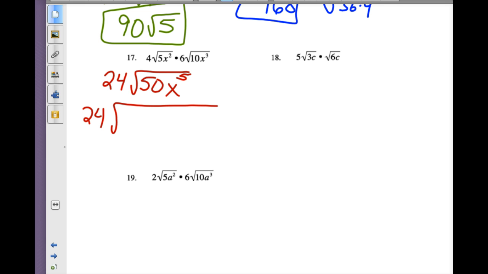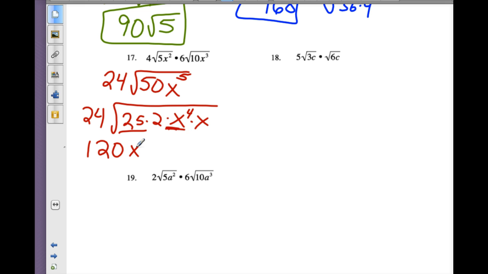24. 25 and 2, excellent. x to the 4th times x. Nice. Take the square root of the two perfect squares, and then don't forget to multiply that by 24. If you need to use your calculator, do it. 120, nice.